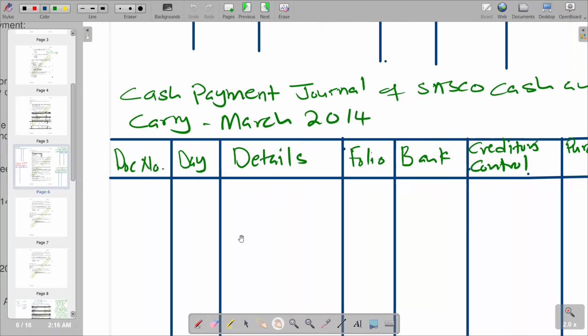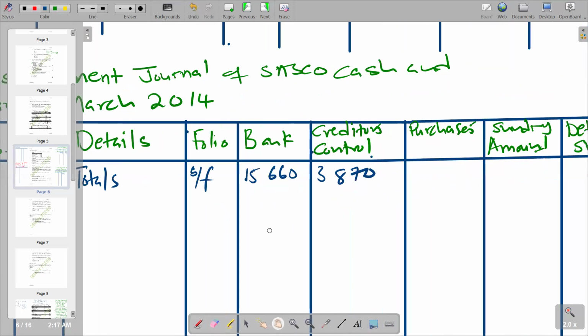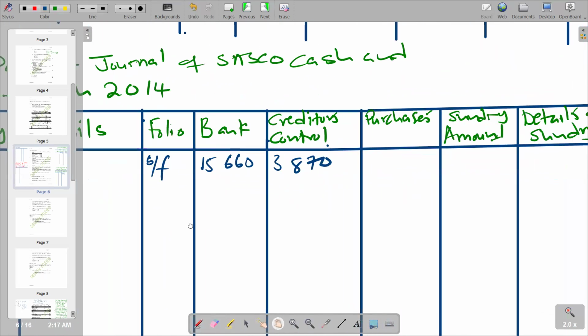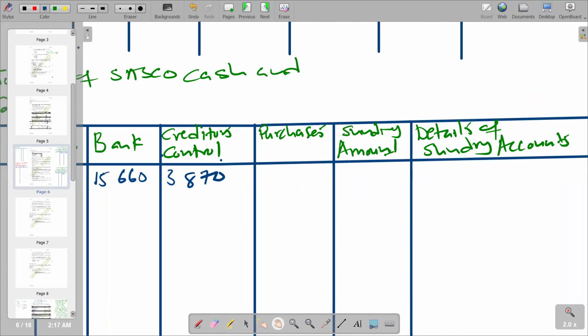So we are saying again, in terms of our details, we're saying totals, and then this is brought forward. The bank amount that we have is, sorry, 15,660. For the creditors control, we have 3,870. And then you can enter some of the figures that we have there. Now we have our purchases that we have there.